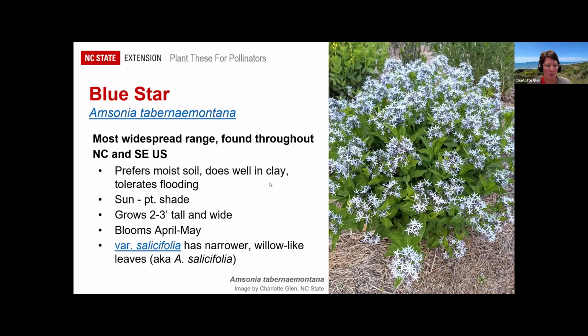So the first species I want to talk about is often just referred to as Blue Star. And again, it is Amsonia tabernaemontana. It is the most widespread as far as its native range, and it does occur through much of the southeastern United States up into the mid-Atlantic. It can be found all across North Carolina, especially in wetter areas. In the garden, it's perfectly happy in wetter soils and tolerates flooding.